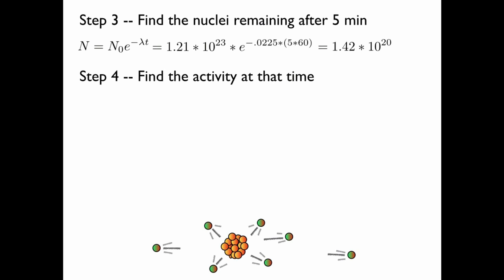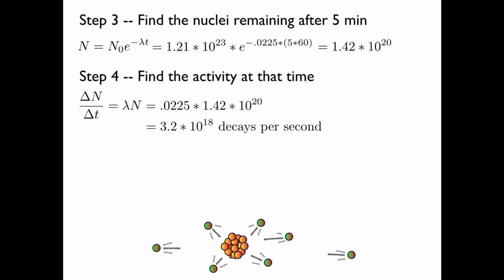Now let's find the radioactivity at that time. The radioactivity, i.e., the number of decays per second, the change in nuclei per change in time, is equal to lambda, the decay rate, times N, the number of nuclei present at that time. We can plug in the values that we know, and we obtain the activity, 3.2 times 10 to the 18 decays per second.